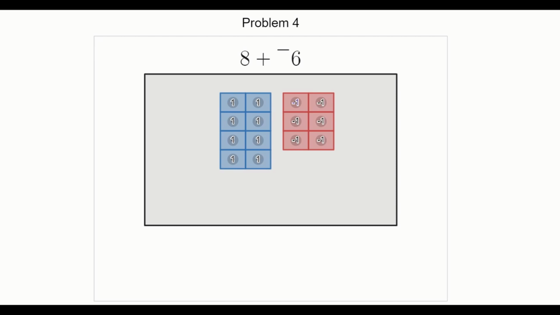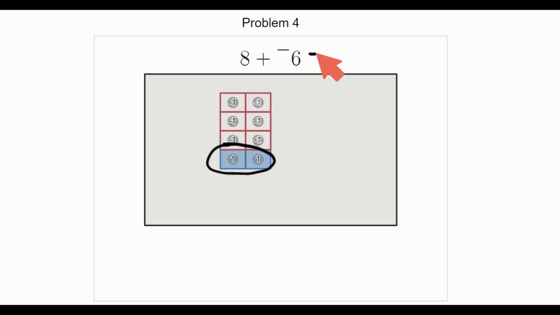Keeping in mind the idea of zero pairs, let's go ahead and solve this problem. Problem 4. 8 plus negative 6. Here we have 8 positives, which is represented by these 8 blue squares. And we have negative 6 represented by these 6 red squares. Now let's go ahead and combine. We know that each positive is going to cancel out with a negative. So these are going to cancel. And we do that for each of these negatives. So what's 8 plus negative 6? How many tiles are we left with? There are 2 blue squares left over, so our answer is going to be positive 2.